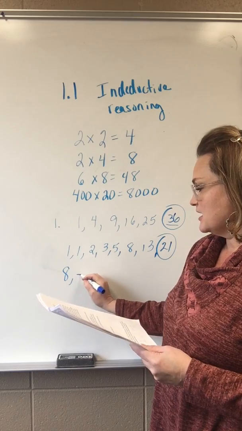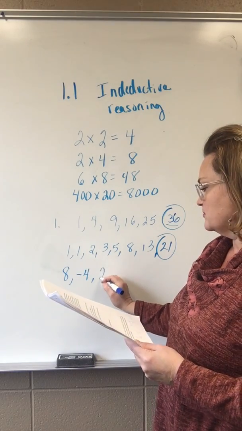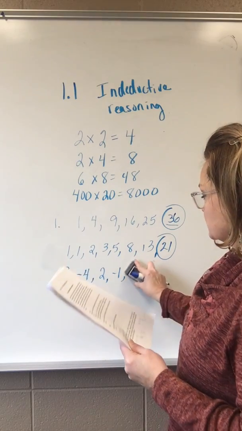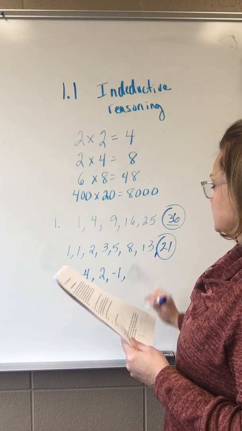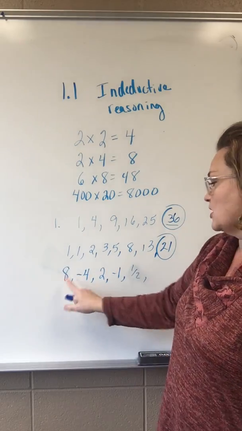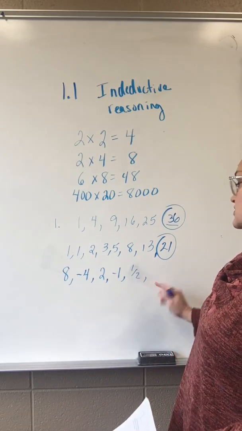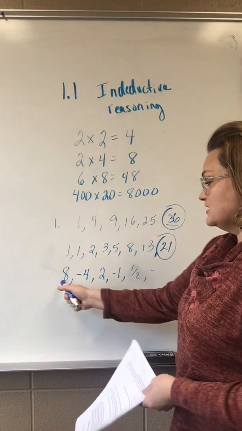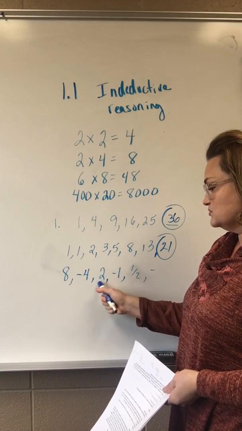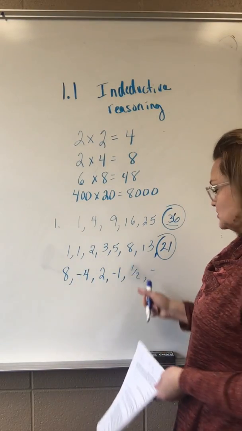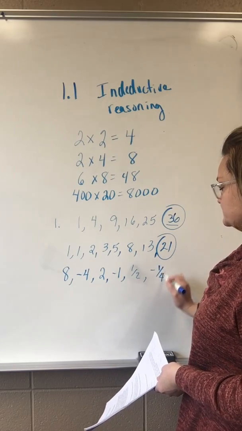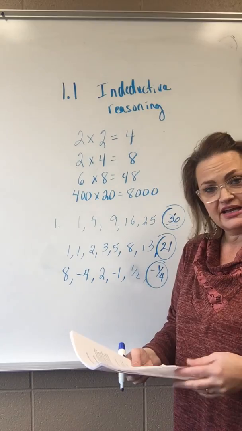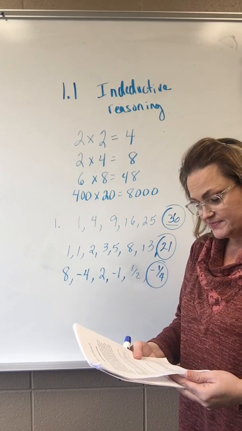Okay, the next one: 8, -4, +2, -1, positive 1/2. So one thing that's happening is the signs are alternating, positive, negative, positive, negative, positive. So this one should be negative, and they're also halving each time. 8 divided by 2, divided by 2, divided by 2. They're halving, so a half divided by 2 is actually a fourth. So -1/4 should have been the next number in that sequence.